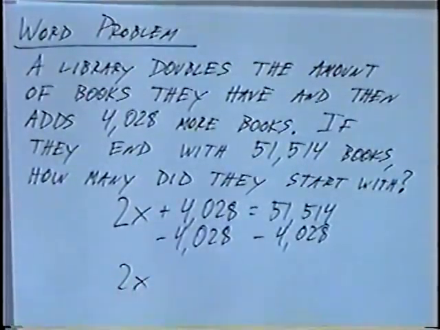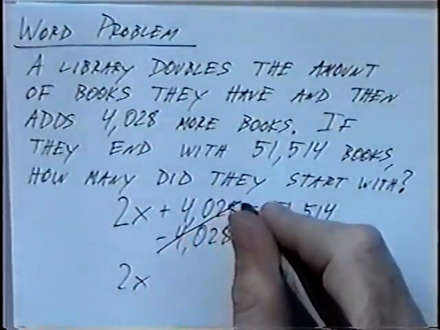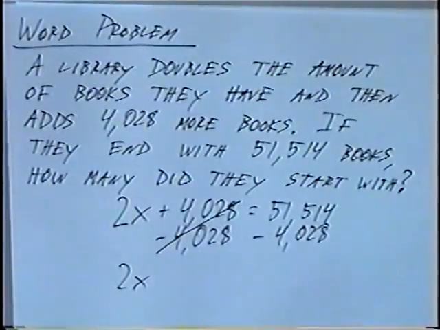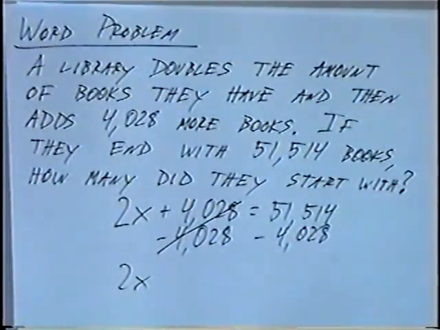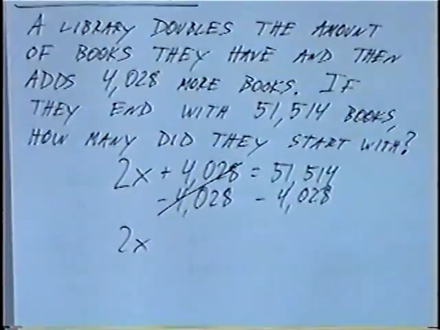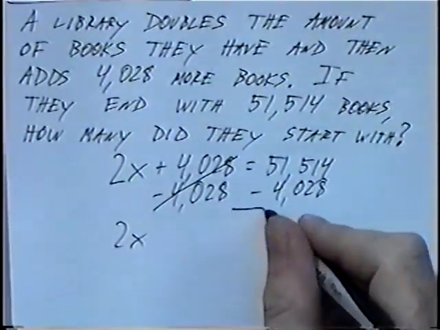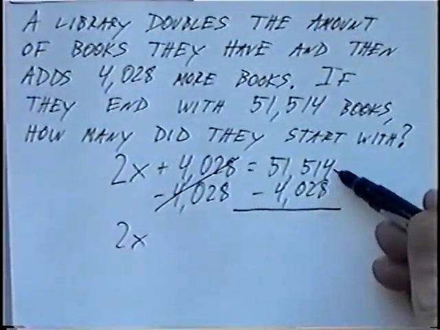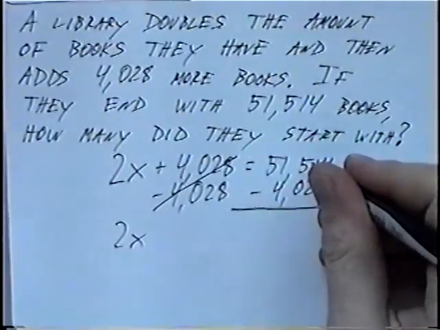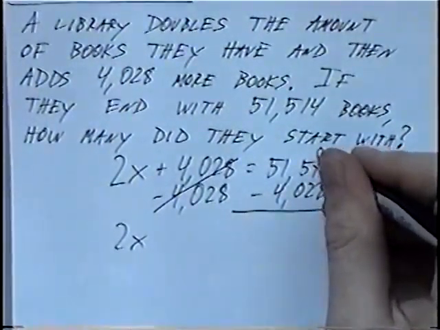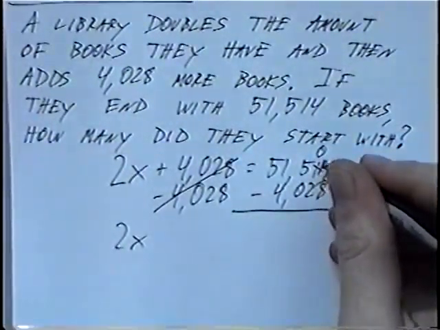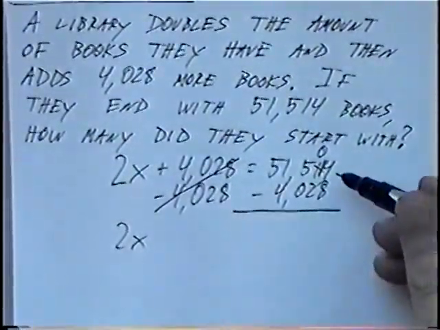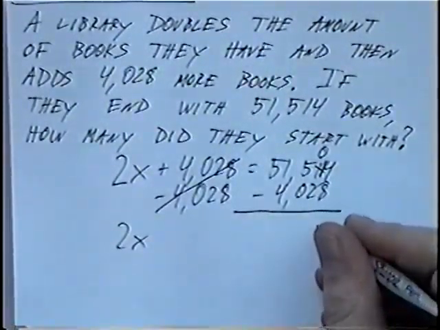2x would stay the same, and the adding 4,028 minus 4,028 would cancel. And subtracting these numbers, 4 minus 8, we need to borrow from the next number. The 1 we can change to a 0, and the 4 we can change to a 14. So 14 minus 8 would be 6.